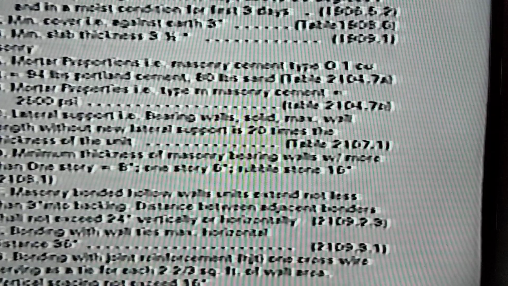Returning back to our outline and dealing with masonry, one area that you want to be familiar with is this idea of proportioning, and we can take a look at how many pounds of a particular material are required in a mix, and we could answer a question about such a thing, and that refers us to this table 2104.7. We've discussed the issue of lateral support.